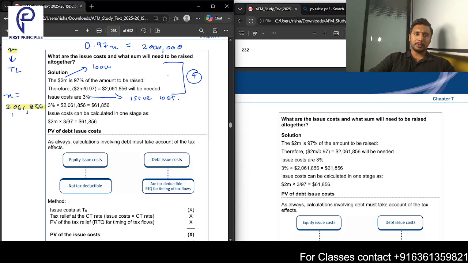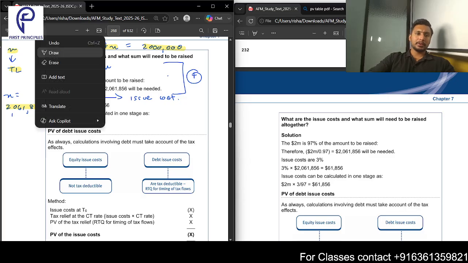Let X be my total loan. 97% of X is 2 million. The amount that I need is only 97% of the total money I'll have to raise, because whatever I have to raise should include the issue cost in it as well. So this is what I would raise.